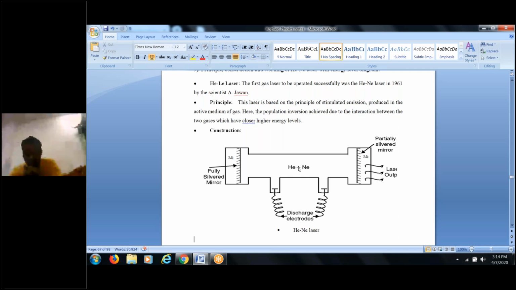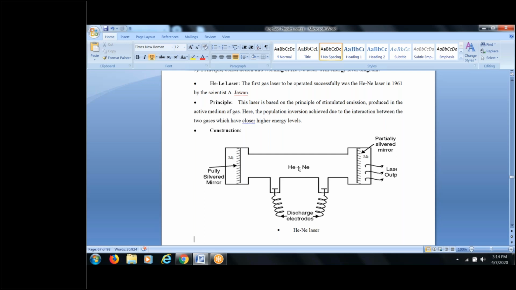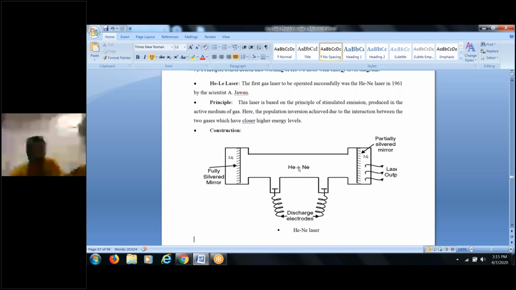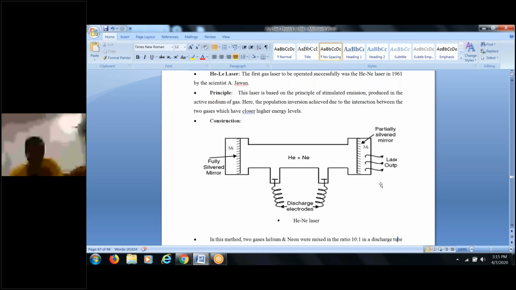So this is the experimental setup. On the right hand side, we get the laser output. Here the output wavelength is 6328 angstrom units and is again red in color.